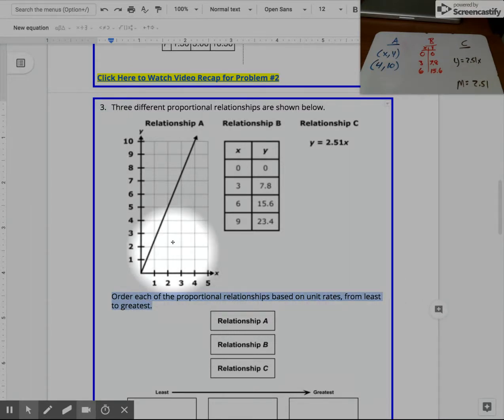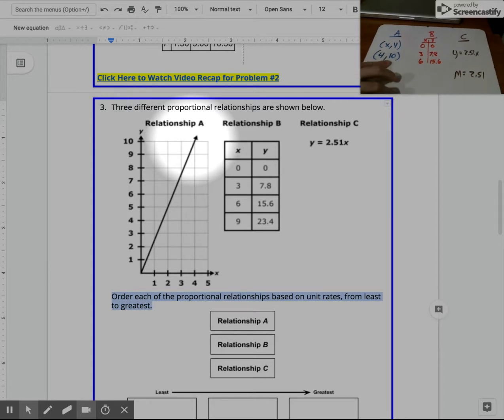So really all we need to do is find the slope or the unit rate for each proportional relationship. To do that, all we need is one data point for the graph or the table. So if we look for A, the graph, I'm going to go ahead and look right here. When x is equal to 4, y has a value of 10. So I've written that 4 and 10 point. All we need is one data point to get slope if it's proportional.